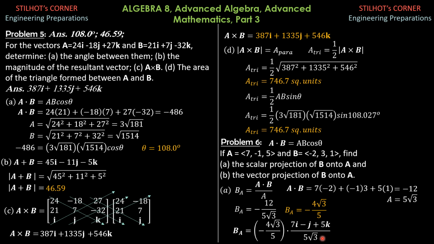So again, B sub A as the vector projection of B onto A is equal to, after we cancel the square root of 3, negative 28 i over 25, then plus negative 4 times negative 1, so 4, cancel square root of 3, over 25, 4 over 25 j. Then for k, cancel square root of 3, we have negative 4 times 5, negative 20 over 25, so that's negative 4/5, or negative 4 over 5 times k. So that's the answer.